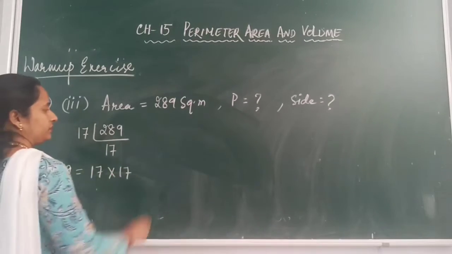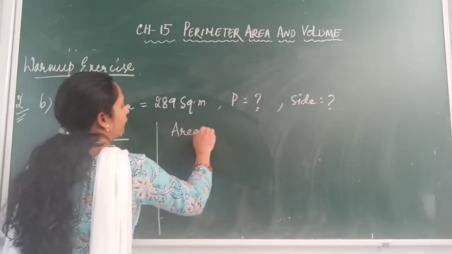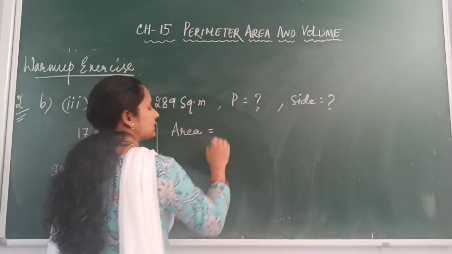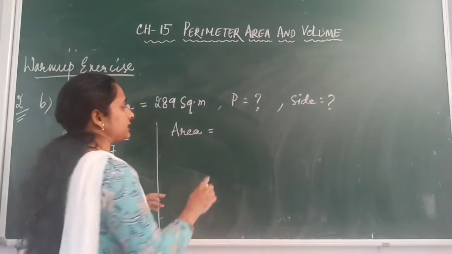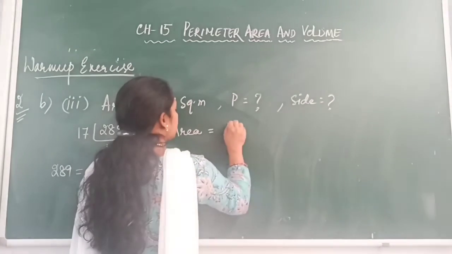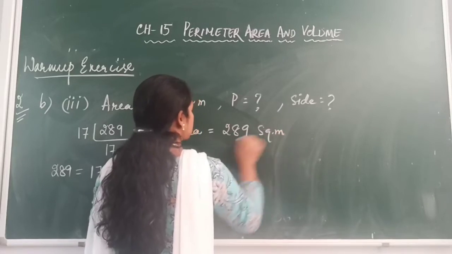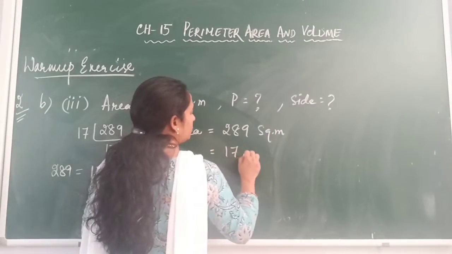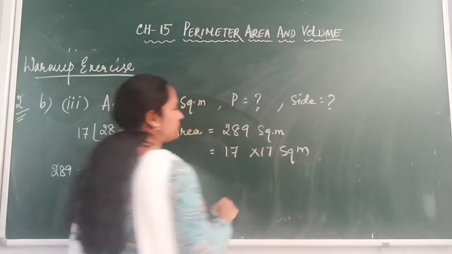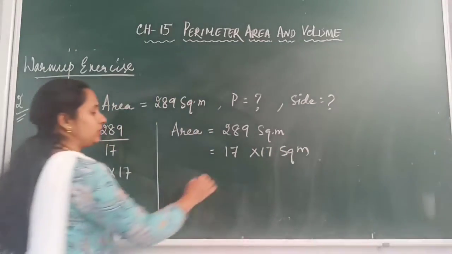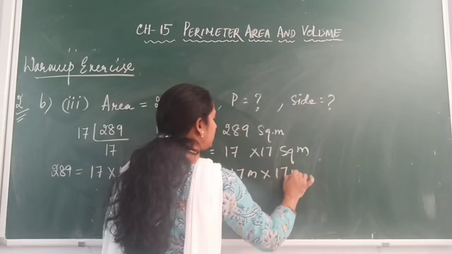Now let us come back to the question. Here, what is the formula of area? Area of a square is equal to side multiplied by side. Here it is given 289 square meters. This means it is equal to 17 multiplied by 17 square meters, which we found just now. Now this can be written as 17 meters multiplied by 17 meters.